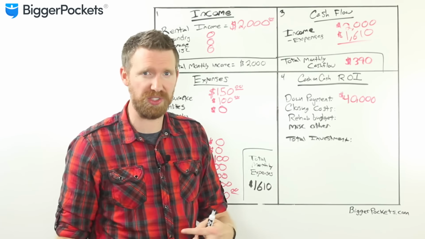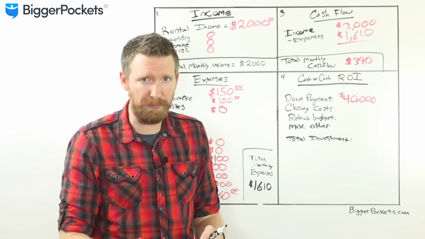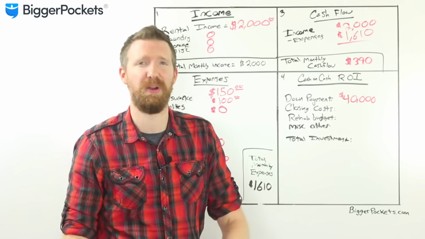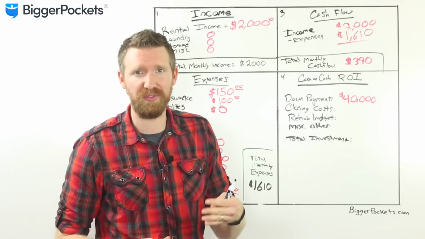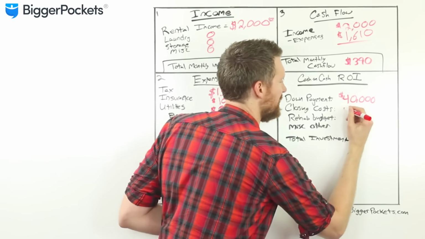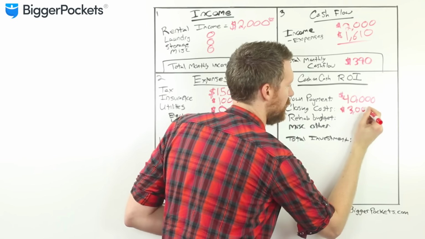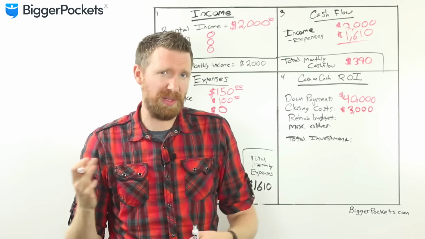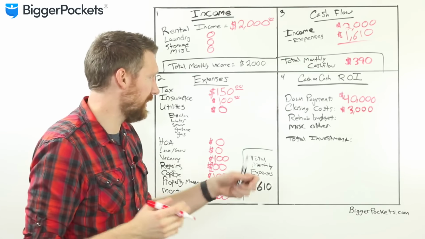Now we also had closing costs to buy the property. When we bought it, we had to pay the title company or the attorney. We had to pay for an appraisal. We had to pay for loan documents and loan fees and all that. So we'll say closing costs in this case was $3,000. Now, maybe it's more, maybe less in your area, depending on your loan and your area, but we'll say $3,000.